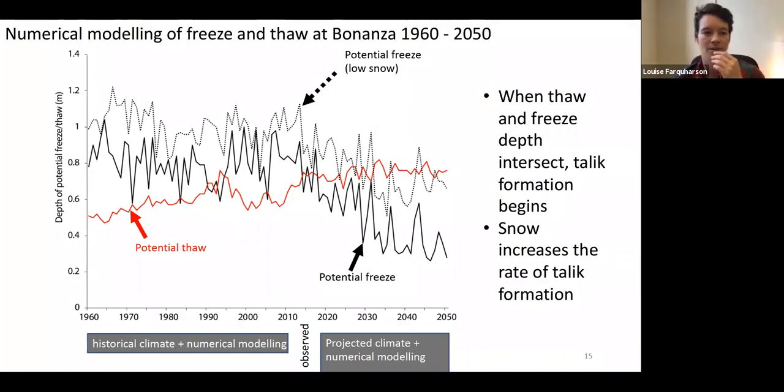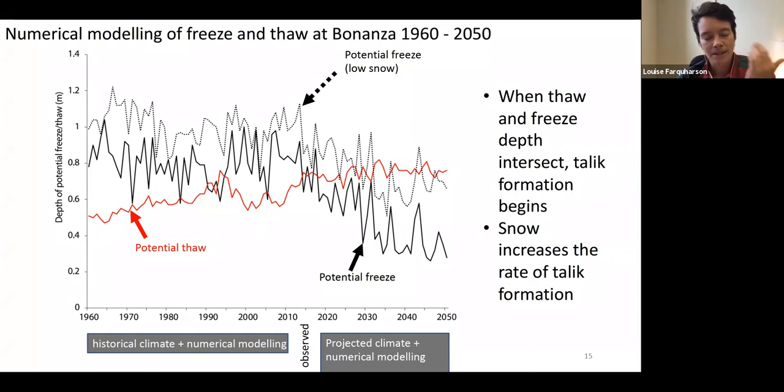So the depth of thaw is increasing. And then the black lines are potential freeze, so how much freeze we get in the winter time, and this is decreasing through time. When these two lines intersect and the red line exceeds the black line, we get talik formation. You'll notice that there are two black lines. One black line is potential freeze using observed snow conditions and projected snow conditions. And then we also have the dotted line, which shows potential freeze under low snow conditions.